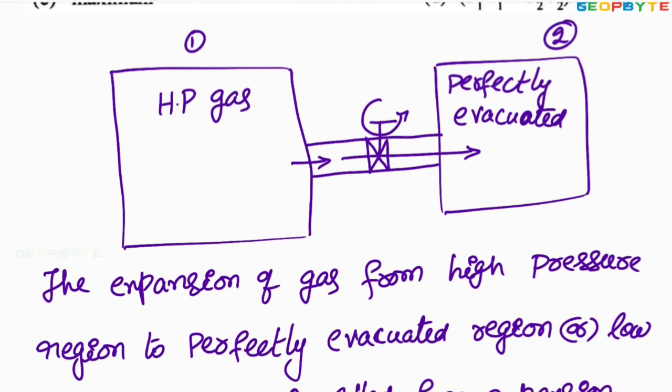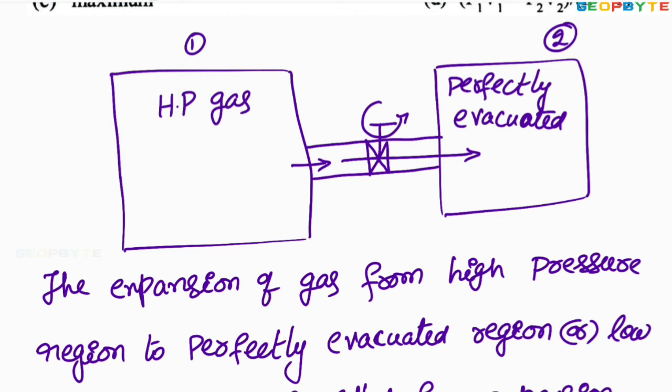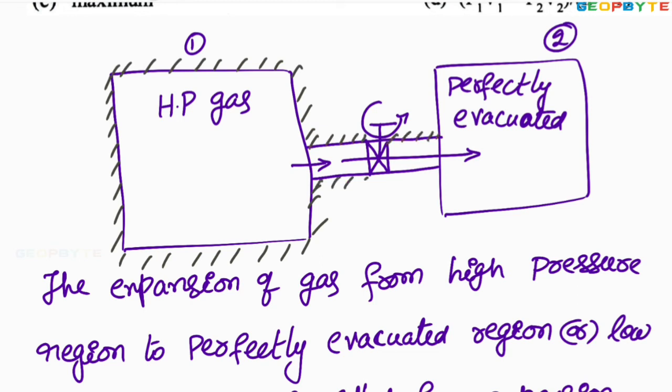Dear friends, remember, generally we are assuming that the two systems are perfectly evacuated for the free expansion process. For the free expansion process, the two systems are perfectly evacuated, including the pipe, for avoiding the complete heat transfer.